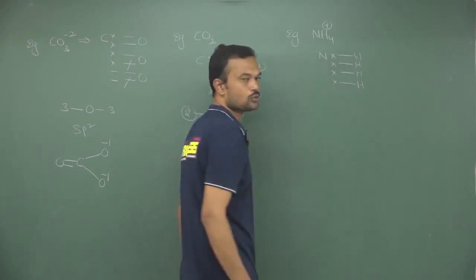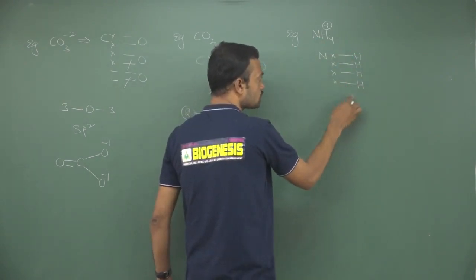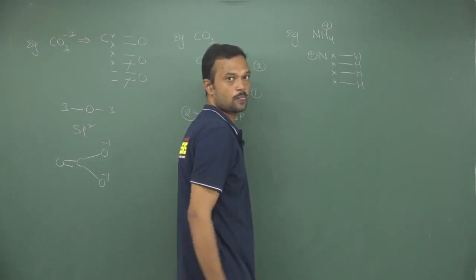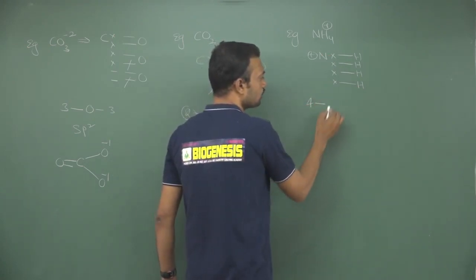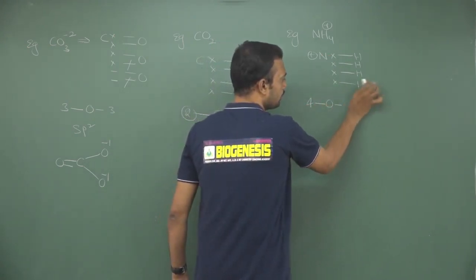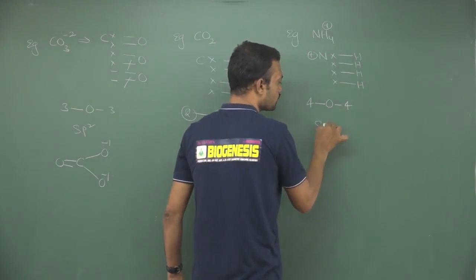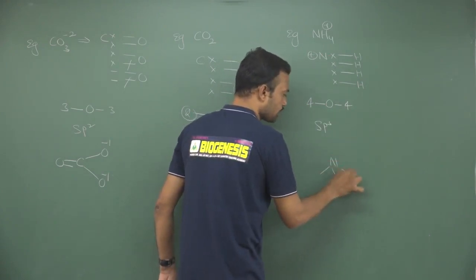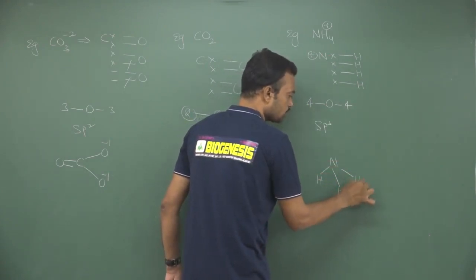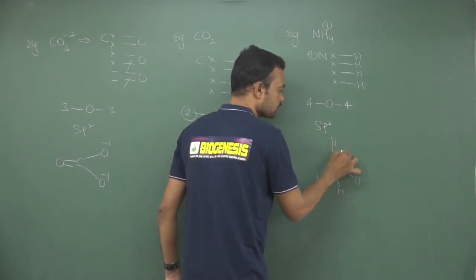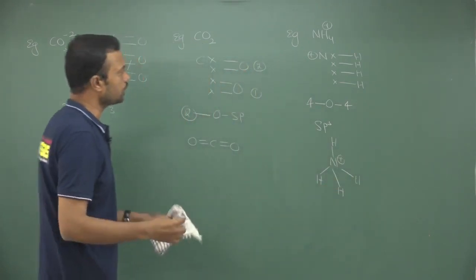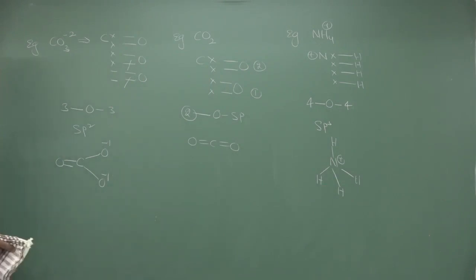So total pairs are 4. Due to the loss of 1 electron, here you should write the positive charge. Now the total number of pairs is 4, no lone pair. Here all 4 are bond pairs. Now the hybridization is sp3. Finally you can write the structure like this: hydrogen, hydrogen, hydrogen, and one more hydrogen, and this is plus. Like that we can calculate hybridization based on the total number of pairs.